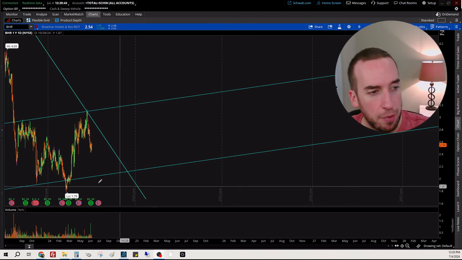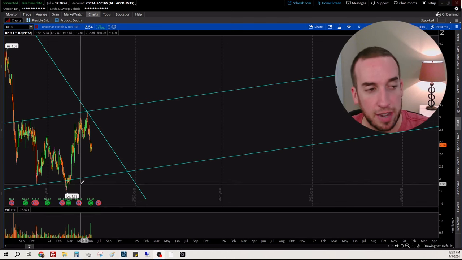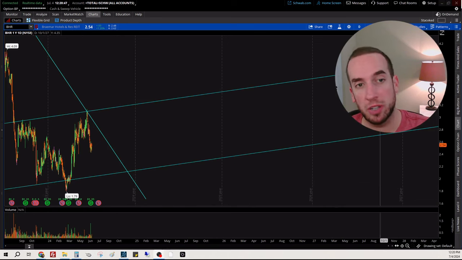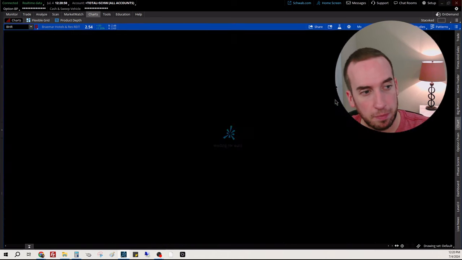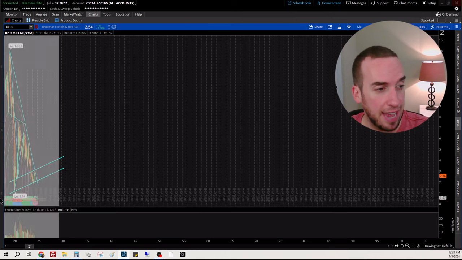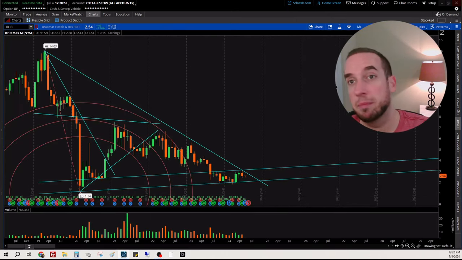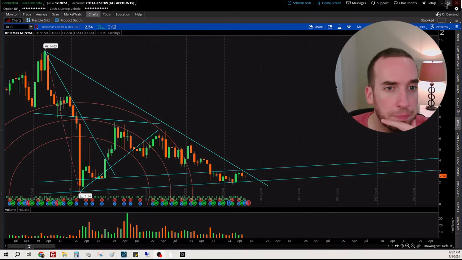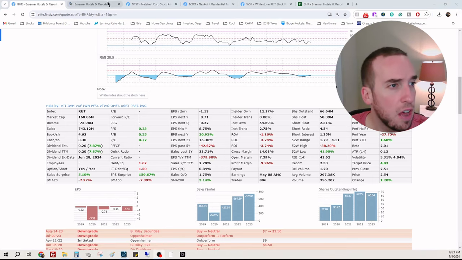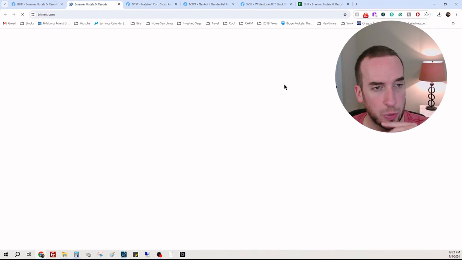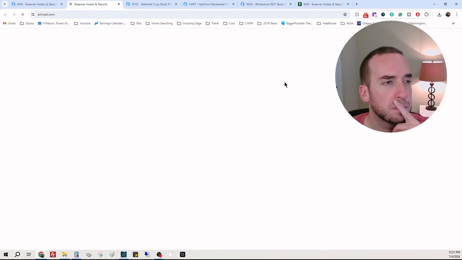And if you're wondering, like, hey, Ryan, why are your candles under this line? I look at the bigger picture, so I look at the monthly. So on the monthly, you see the candle dip under. Like right here, dipped under slightly. It's fine. For me at least. Okay, let's see what Braemar Hotels and Resorts looks like.